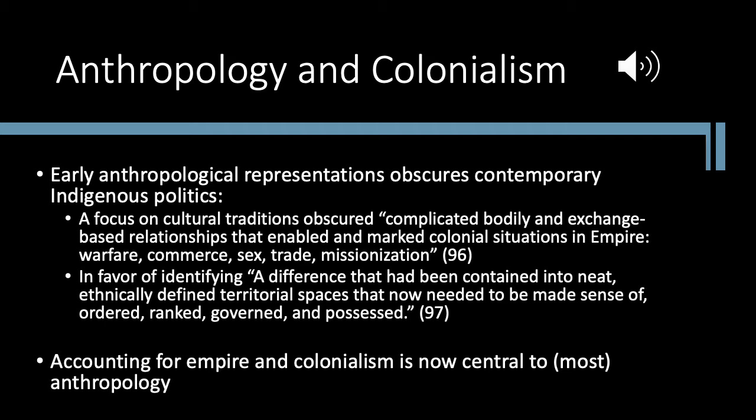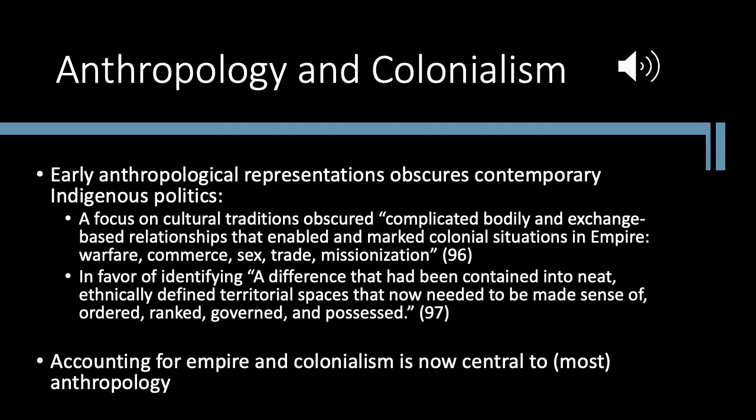And the idea, right, is that these cultural concepts obscured those dynamics, and what they focused on identifying was a difference that had been contained into neat, ethnically defined territorial spaces, right? The idea that cultural difference can be ordered in space according to neat, ethnically defined territorial spaces that need to be made sense of, ordered, ranked, governed, and possessed.